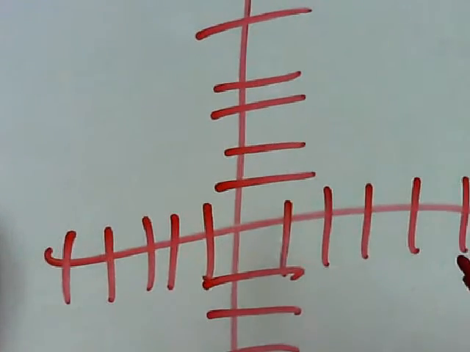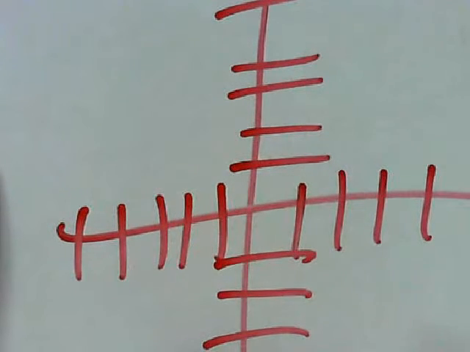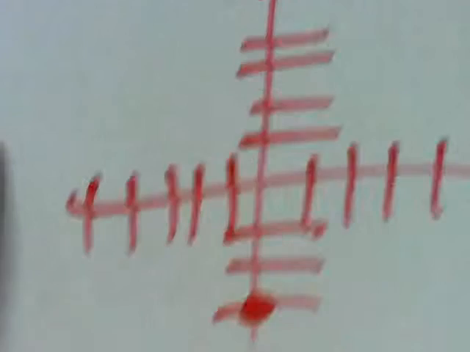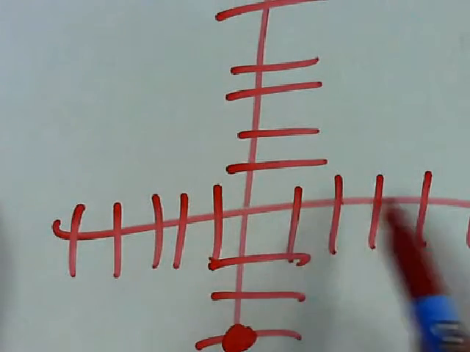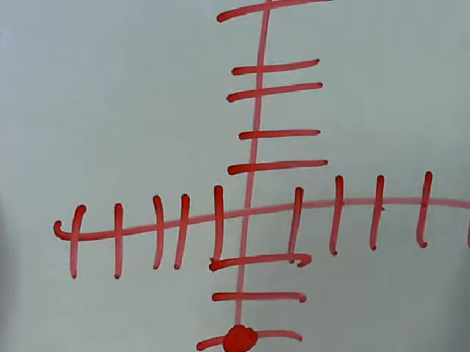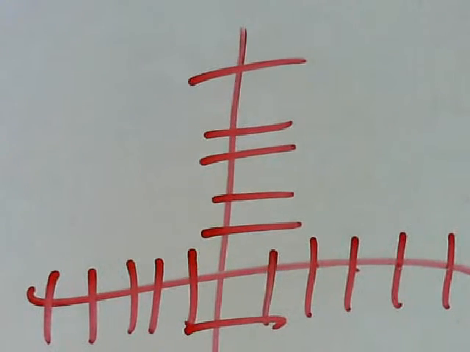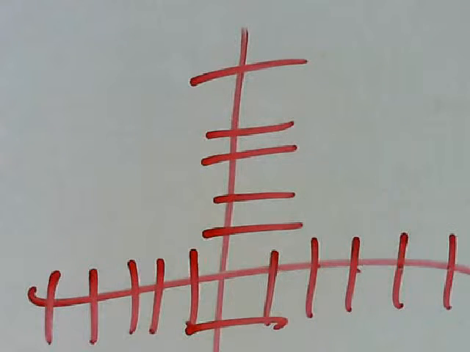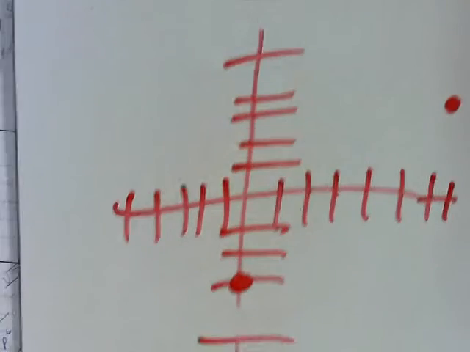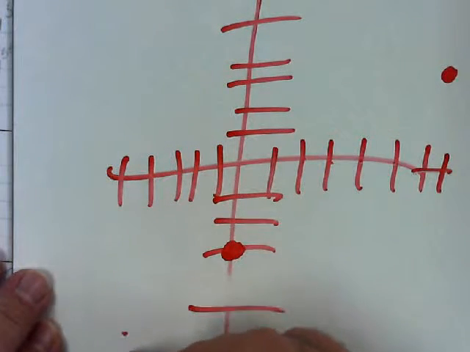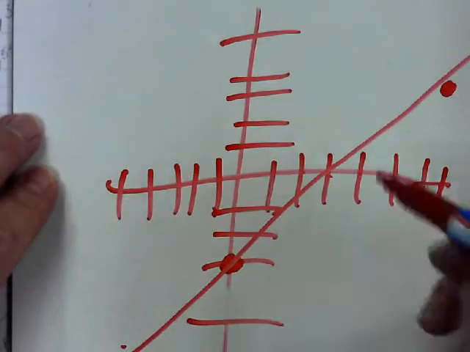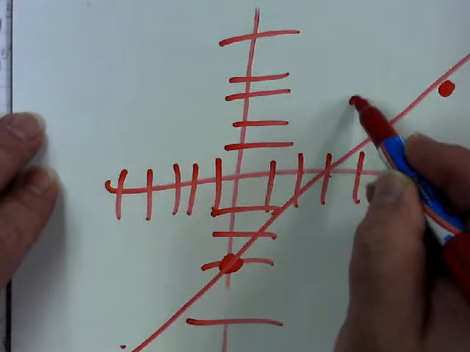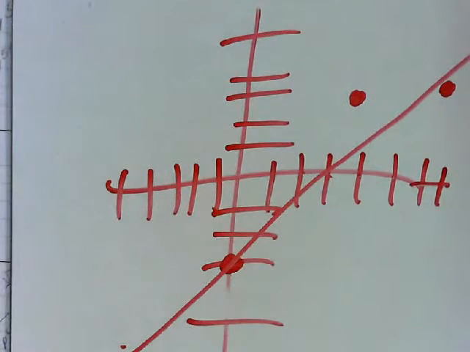(0, -3) would put me where? Through the left. How about down 3? (0, -3). (7, 4) would put me out here and up here, approximately. So I have line L. You have point P, which is at (4, 3), someplace about right here. Correct?